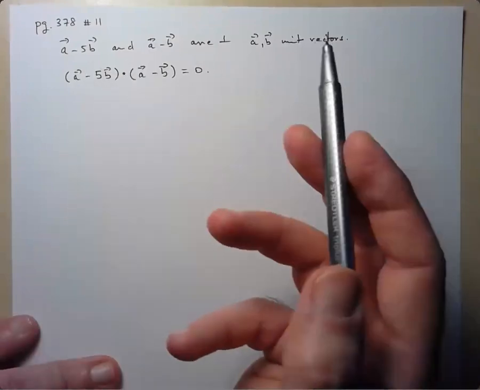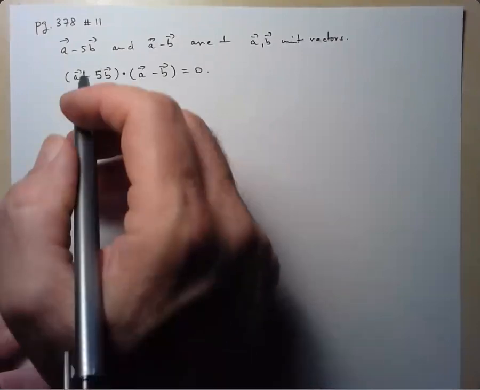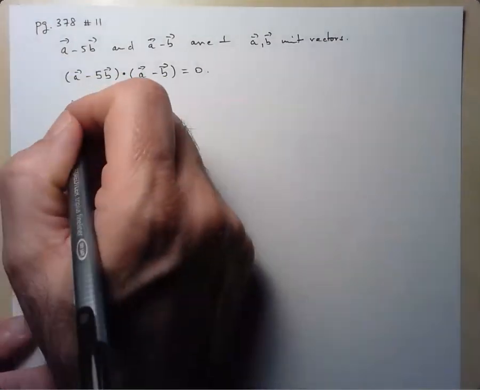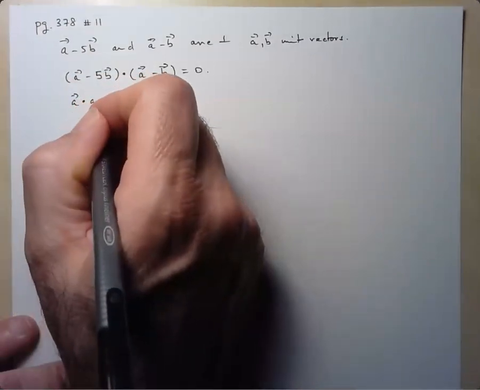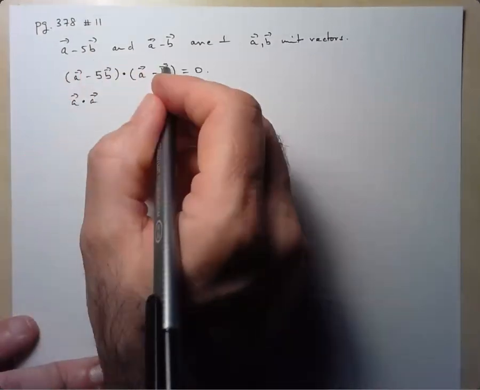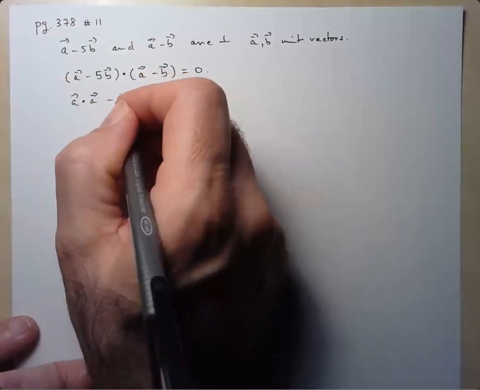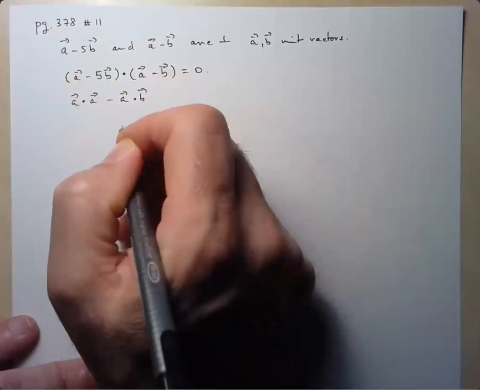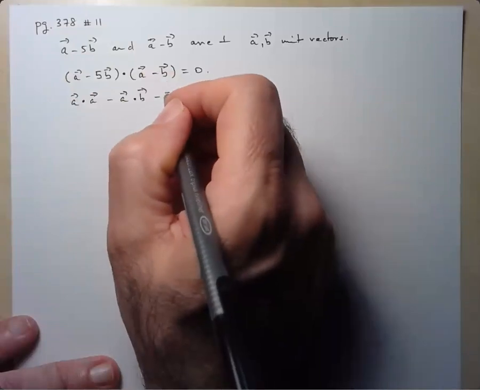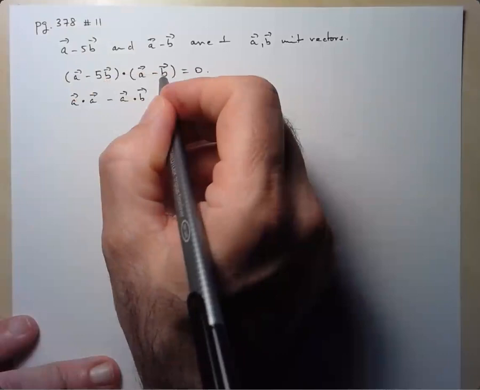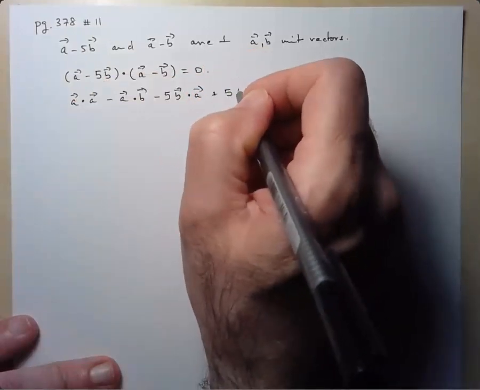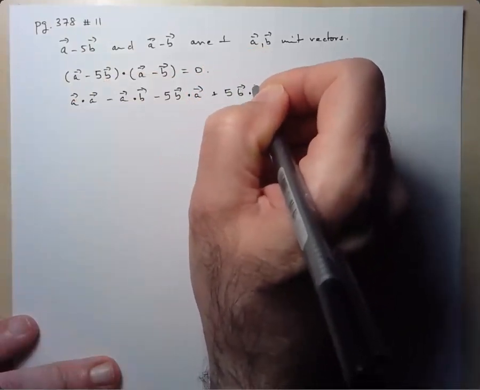So let's simplify this. Hopefully it'll be useful. So here we just distribute like we do with algebraic expressions. So that's going to be A dot A. And then here we have minus A dot B. And here we have minus 5B dot A. And then lastly, we have plus 5B dot B.